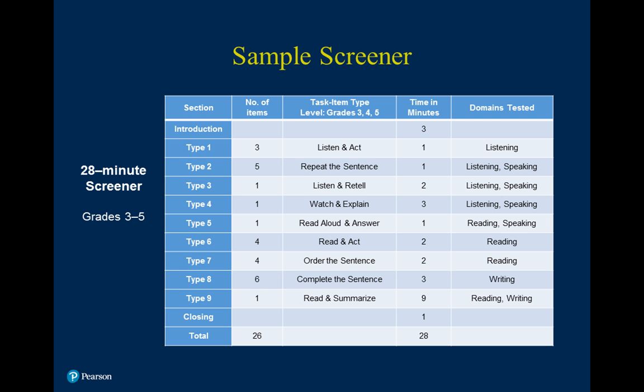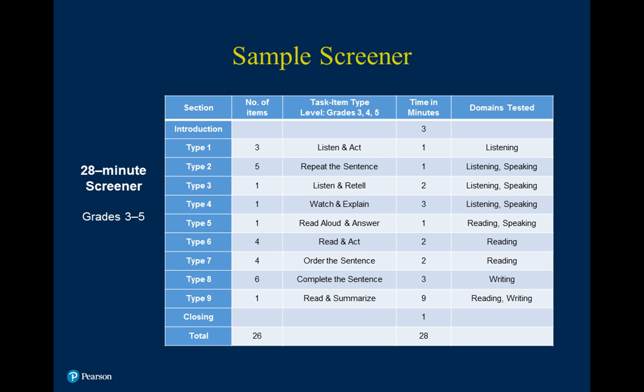And so as we see in the sample screener here for grades 3 to 5, when I look at repeat the sentence, that is going to give scores on listening and speaking for the students. Read aloud and answer, reading and speaking. And so many of our item types are going to be able to assess our students for more than one skill during that question, and so we don't have to then give more questions or take longer in the assessment because we're able to do both with the technology.